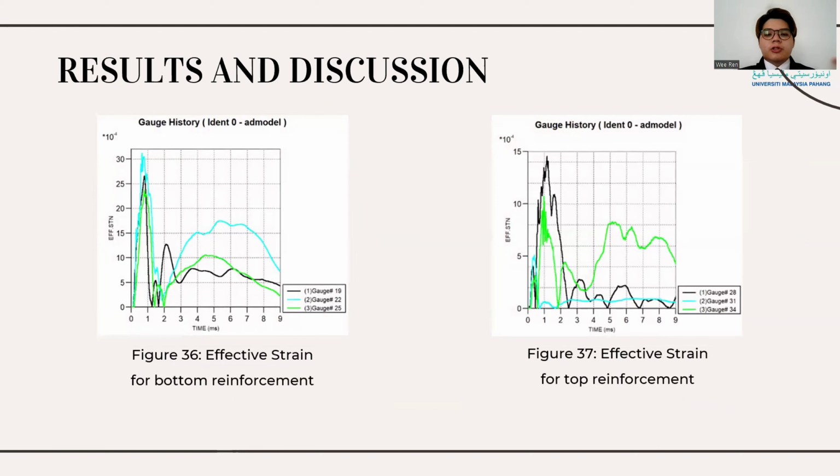The bottom reinforcement reached a peak effective strain of 31.19 times 10 to the power of -4, while the top reinforcement achieved an optimal effective strain of 14.55 times 10 to the power of -4.